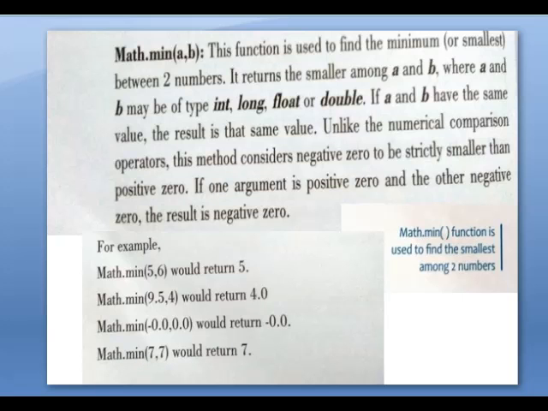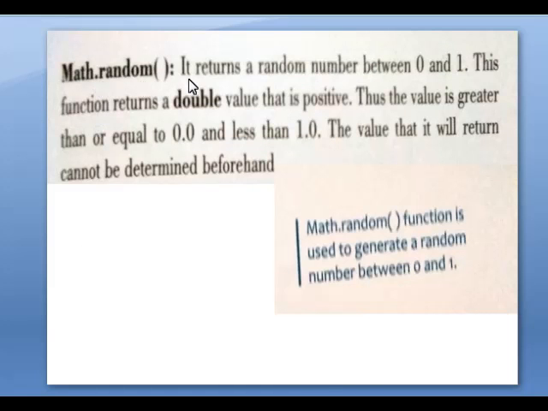The next function is Math.random. The Math.random function is used to generate a random number between 0 and 1. It returns a double value that is positive, any decimal value between 0 and 1. Thus the value is greater than or equal to 0.0 and less than 1.0. The value that it will return cannot be determined beforehand.